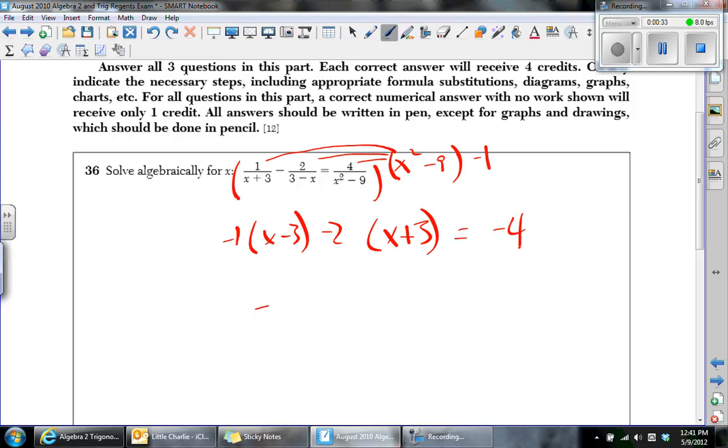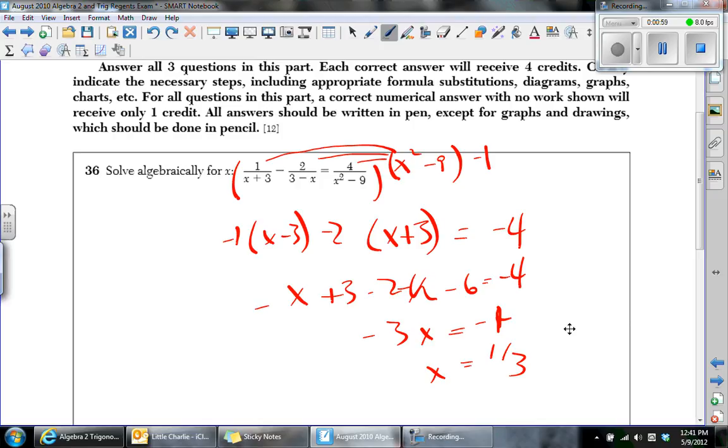Solving that out, that gives you negative x plus 3, minus 2x minus 6 equals negative 4, giving you negative 3x equals negative 4 minus 1, sorry, so x equals 1/3. And check your denominators, that works. Good.